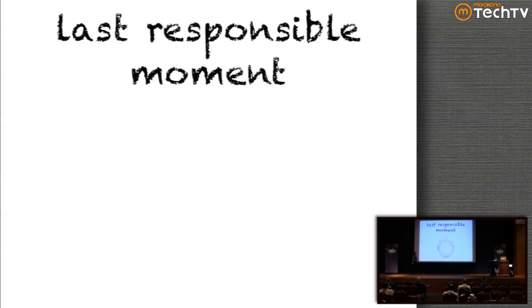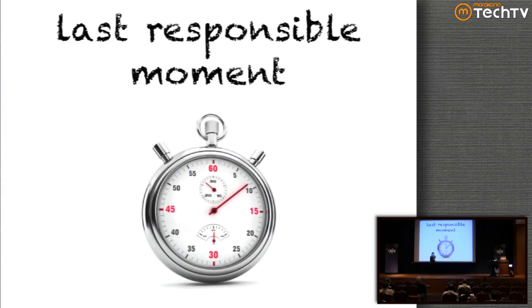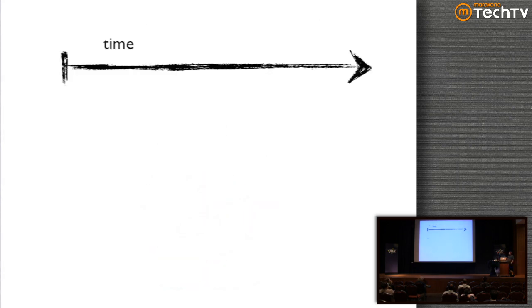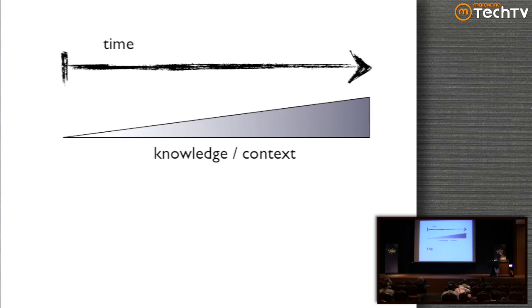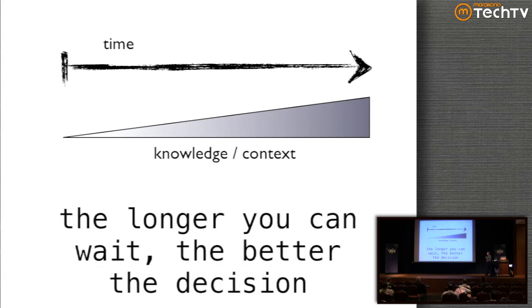The idea here is that the longer you can defer a decision about something, the better potential you have for a better decision because you have more knowledge and context that you've built up over time. Over time, when you attack a problem, you build more knowledge and context. And the longer you can put off that decision, the better potential exists for a decision because you're operating in a place with more knowledge and context.